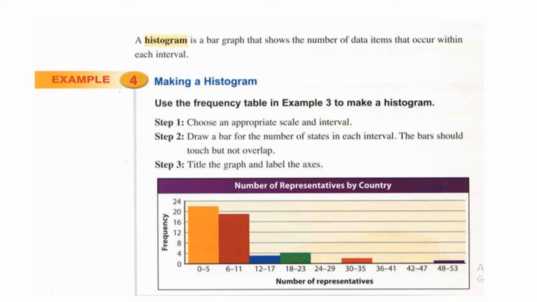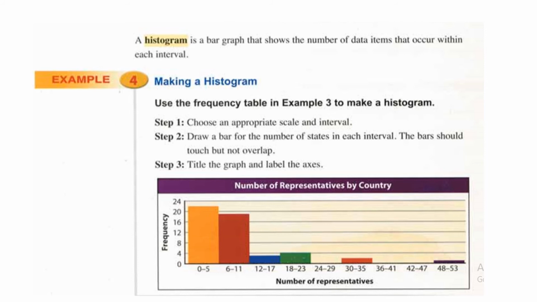What does it mean, histogram? A histogram is a bar graph that shows the number of data items that occur within each interval. It's called histogram. Example 4. Making a histogram. Use the frequency table in example 3 to make a histogram.